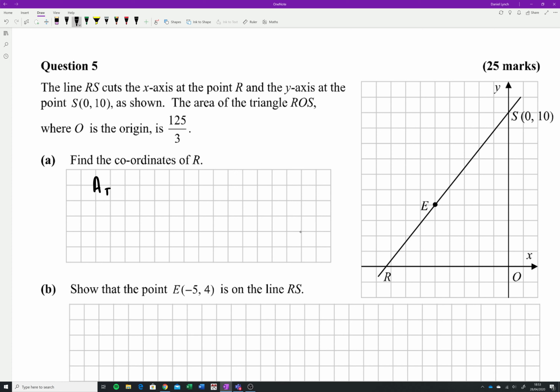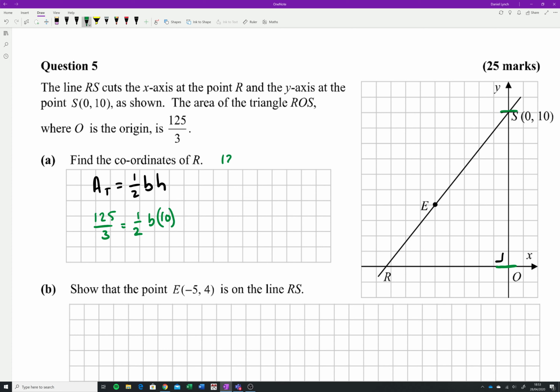The area of a triangle is half the base times the perpendicular height. So we know what the perpendicular height is, from there to there. Let's do this one in green. We know that the perpendicular height from there all the way up to there is 10, because it's 0, 10. We've moved left or right nothing, but we've moved up 10. And we also are given the area, 125 over 3. The base is therefore the only thing that we don't know.